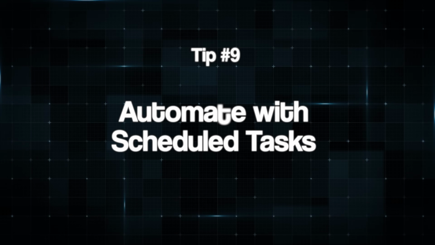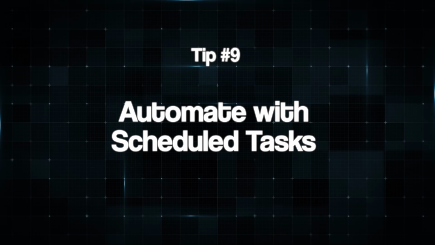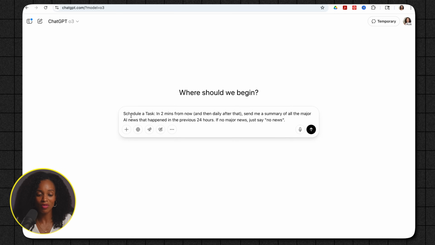Now, tip number 9 is to use the schedule tasks feature. This is something that I've been using quite a bit lately, and it's been working really well. Now, I know that schedule tasks have been around for a while, but what is a little bit more new is the fact that it can be used with now the 03 model and the 04 mini model. So if you need a little bit more reasoning in the tasks that you want to give to ChatGPT, then now you have a better option. Now, just a quick heads up that you do need to be on a paid plan to use the scheduled tasks feature.